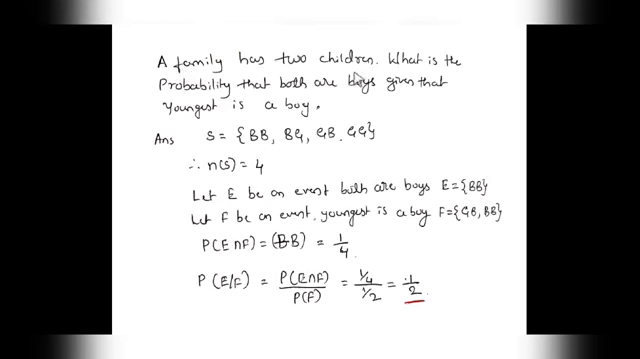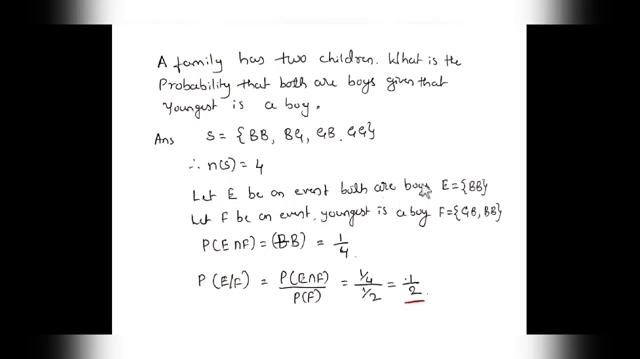A family has two children. What is the probability that both are boys given that youngest is a boy? This is the example of conditional probability. Here we have the sample space. If a family is having two children, then it may be boy boy, boy girl, girl boy, or both may be girl. Total number of outcomes in the sample space n of S is equal to 4. 1, 2, 3, 4. 4 options we are having.